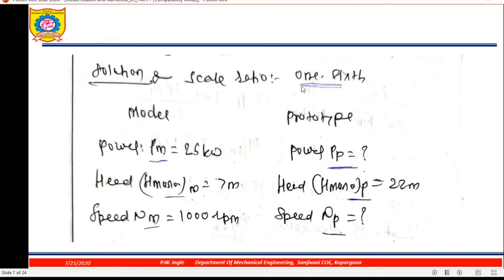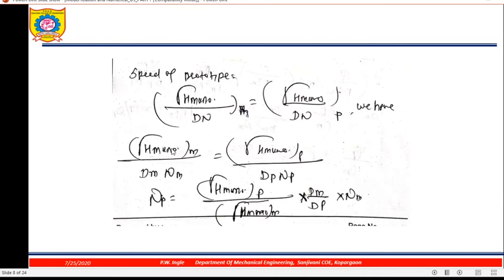So scale ratio is 1/6, 1:6. For model you can write P_M, M is model. It is 25 kilowatt, manometric head 7 meter, and speed is 1000 RPM. You have to calculate P_P, the power of prototype. Manometric head of prototype is given as 22 meters. So very simple, by using these relations, first of all, we use this equation.